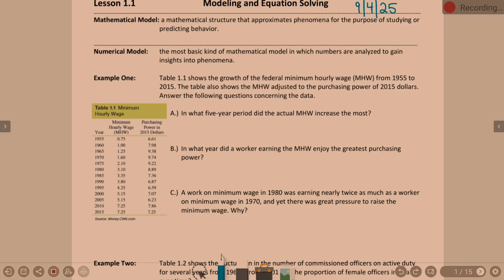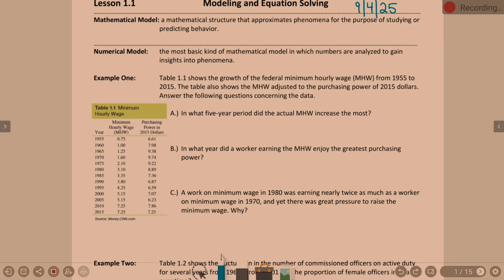So, a definition, mathematical model: a mathematical structure that approximates phenomena for the purpose of studying or predicting behavior. So that's what we're looking at, okay? We're looking at basically data and how we can use it. Now we're going to start with numerical model, the most basic kind of mathematical model in which numbers are analyzed to gain insights into phenomena. Okay, numerical model, it's a table, right? It's a table of numbers. So it's a table of data that you can look at to answer the questions.